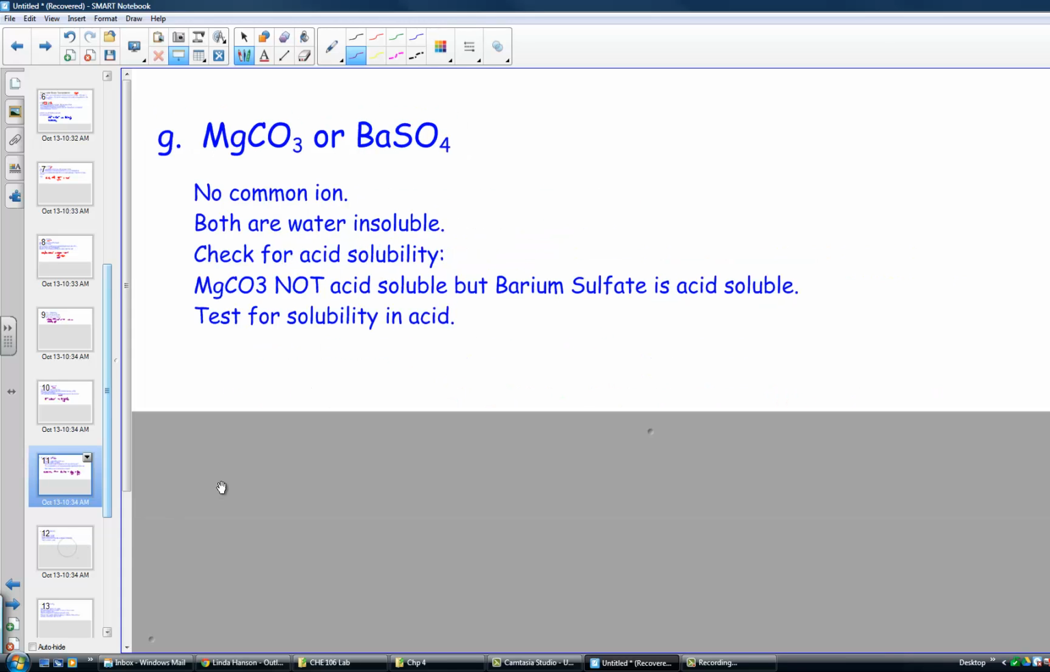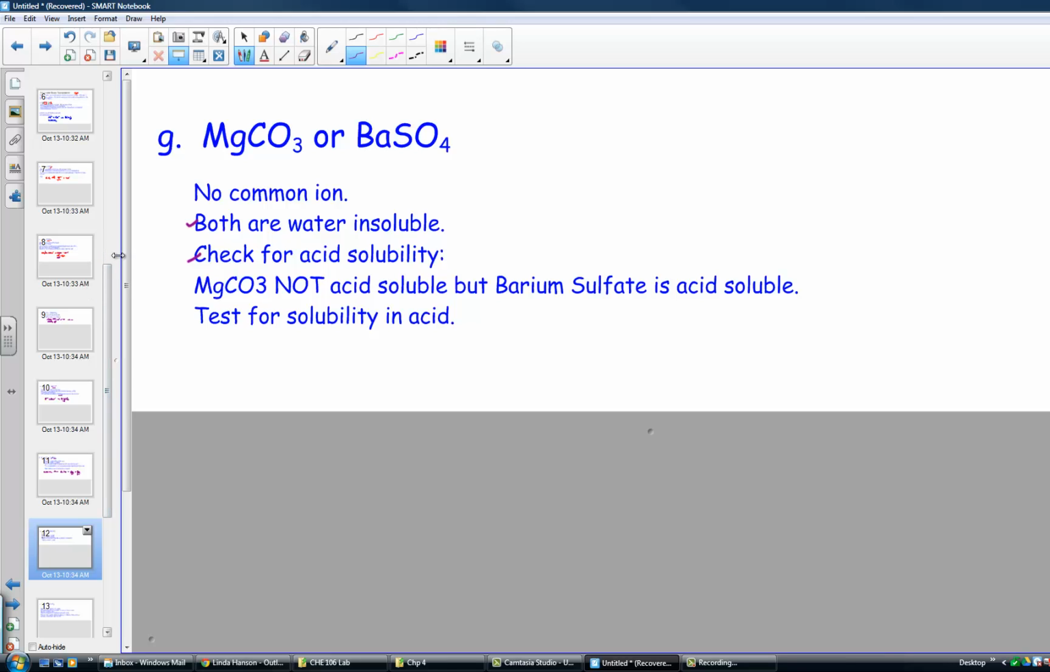Making good progress. We go to the next station, Station G, magnesium carbonate or barium sulfate. Alrighty. So there's no common ion here. They have no common first name, no common last name. Check your solubility table and you'll notice that both are insoluble in water. So that's not a good way to test. We test then for the third thing, so we test for selective precipitation, water solubility, acid solubility, and now we're noticing nothing's working so far.